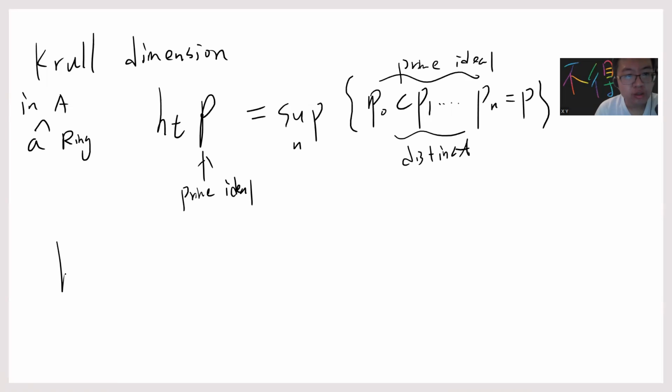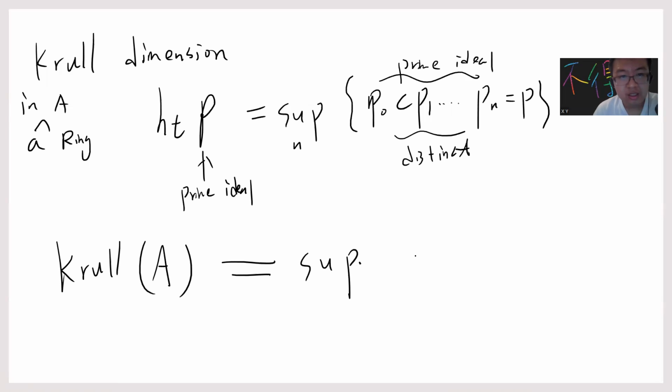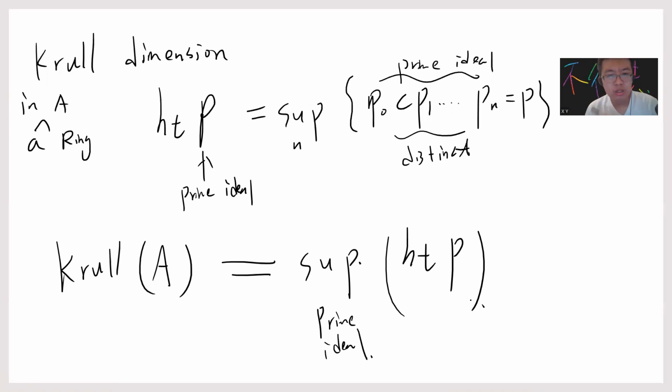And the codimension of a ring A is defined to be the supremum of the height of p over all prime ideals. Simply speaking, you take as long a chain of prime ideals as possible in this ring A, and count what the height is.